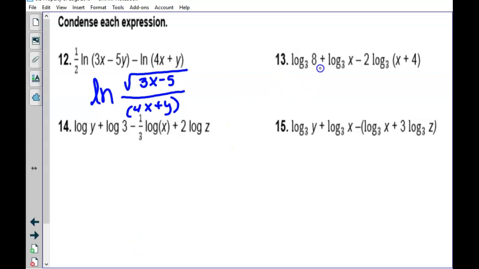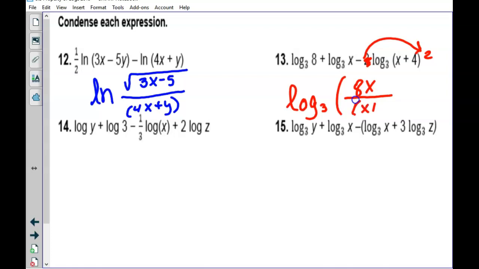What about this one? Why is there not a parenthesis? Because this 2 goes with the x, this goes with back here. So it's this one squared. Okay. So what's the top? Log base 3 of 8 times x goes in the numerator, and then it's divided by the quantity x plus 4 squared.